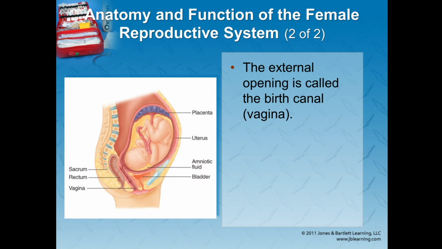So in this diagram, we can see the external opening is called the birth canal, also known as the vagina. In the photo, we see the placenta, which supplies the nutrients and the food to the baby. And attached to that placenta, we see the umbilical cord that goes to the baby's belly button. That baby is wrapped up in the mother's uterus, and then you can see the little yellow pieces surrounding the baby. That is the amniotic fluid. Then we have the bladder, the sacrum, the rectum, and the vagina.